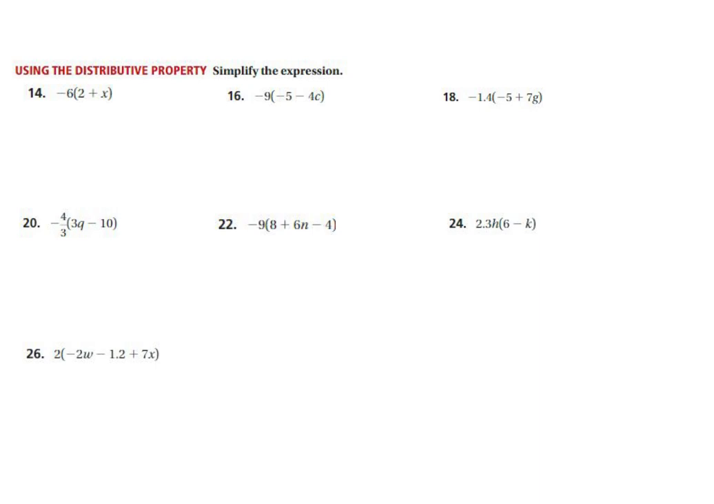On numbers 14 through 26, we're going to use the distributive property to simplify our expression. So we have two terms. So we're going to distribute the negative 6. Negative 6 times 2 is negative 12. Negative 6 times x is negative 6x. Negative 9 times negative 5 is positive 45. Negative 9 times negative 4c is positive 36c. And we technically don't need the plus sign in front of the 45.